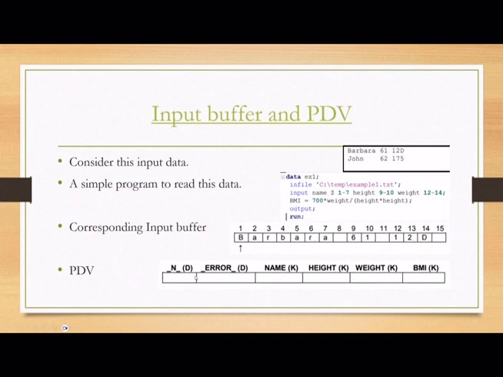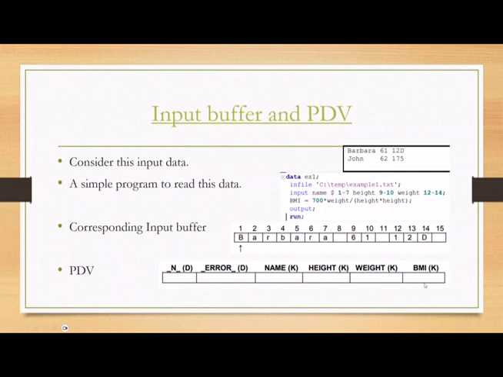So you might notice here that there are some variables with D and some variables with K. The D stands for drop and K stands for keep. So only the variables that are marked with K are going to be part of the output data set. Everything else will be dropped.